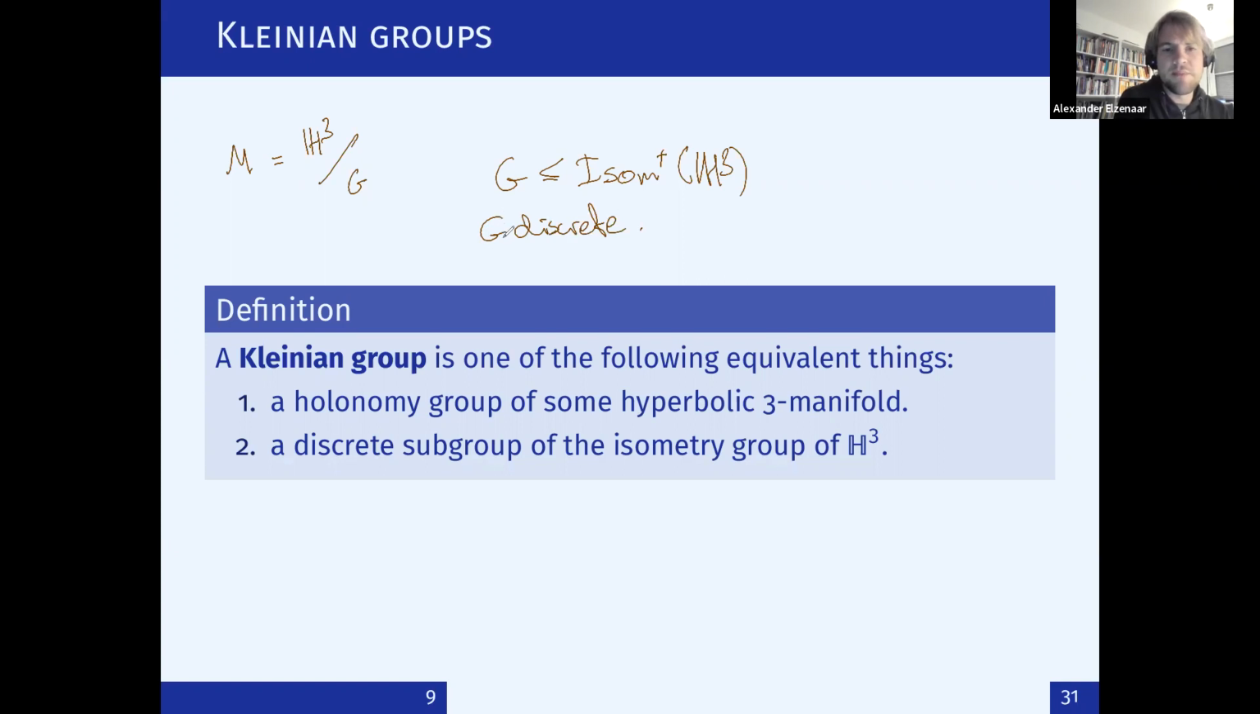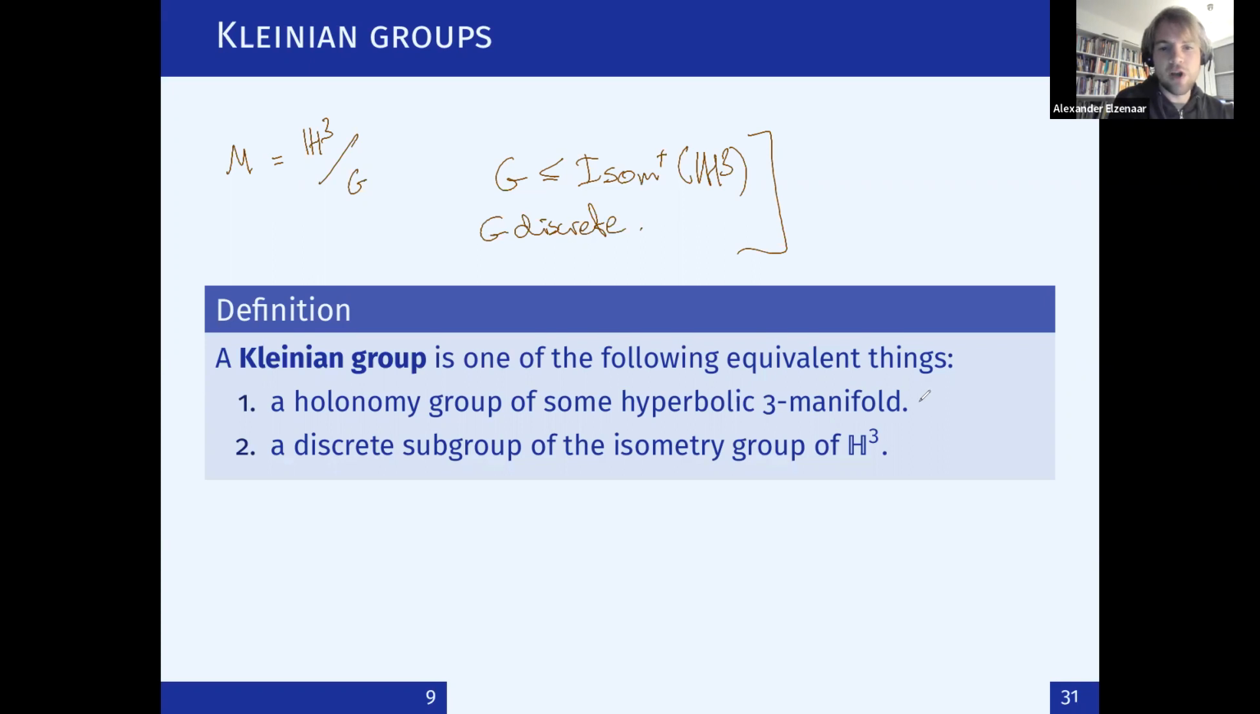So what I mean by this is that G has a topology on it. It has the compact open topology as a space of functions, and in that topology it's discrete. I don't care about the details. We can be more concrete in an algebraic way about what discrete means in a bit. And then we call a group which looks like this a Kleinian group.